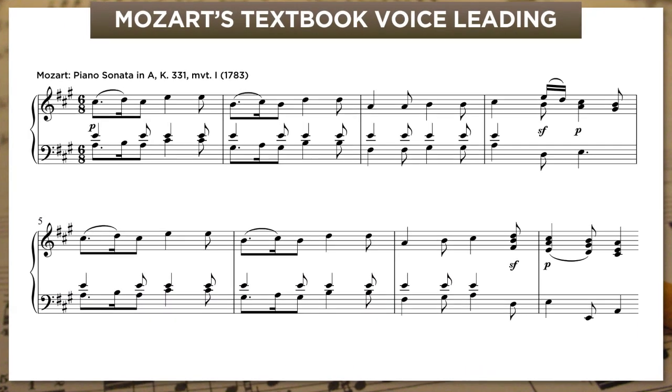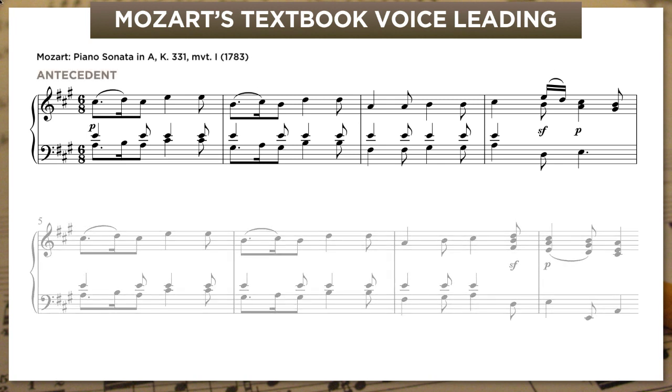Mozart uses exactly this kind of textbook voice leading in the parallel period that opens his A major piano sonata. The first phrase uses only 3 voices, so when he gets to the half cadence, he doesn't have to double the bass note, he just sets up the cadential 6/4 and brings those upper voices down by step. It sounds like this.